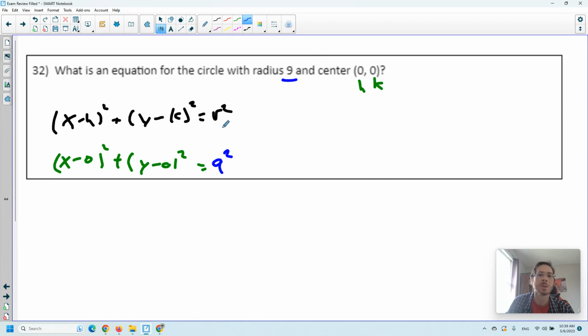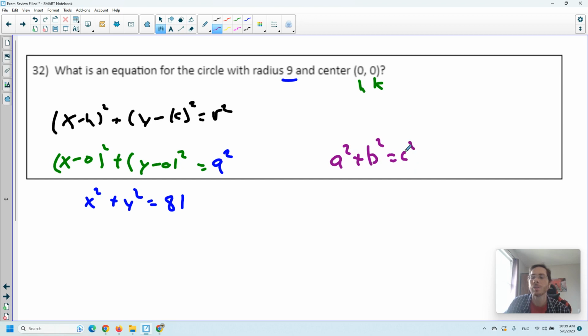So we have 9 squared. If we want to make it look pretty, x minus 0 is just x, y minus 0 is just y, and 9 squared is 81. So we can quickly do that. If you don't remember this equation from geometry, again, this equation is essentially the same thing as the distance formula and the Pythagorean theorem. So we could always do just a squared plus b squared equals c squared, where c is the radius. So 9 squared. A and b, like the triangles that we saw in class, are just the x distance and the y distance. So it's x squared plus y squared equals 9 squared. And we'll get the same thing.